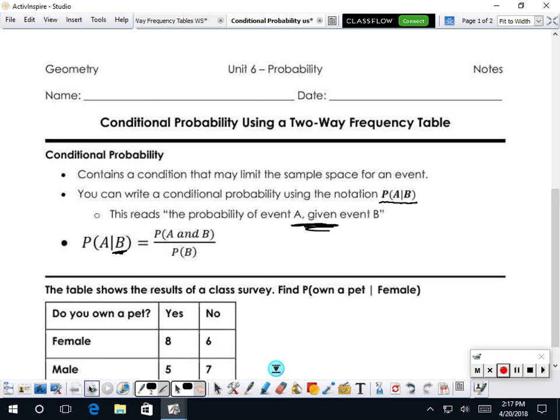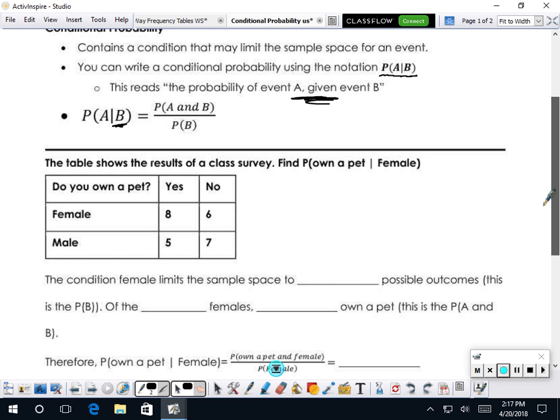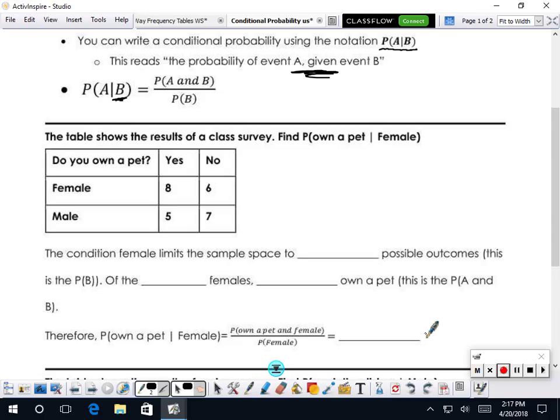So let's look at our first example. Okay, the table shows the results of a class survey. Find the probability that someone owns a pet given they are female. Okay, we need to find the totals on the table. They didn't give those to us. So I'm going to add up this stuff here. 8 plus 5 gives me 13. 6 plus 7 is 13. 8 plus 6 is 14. 5 plus 7 is 12. The total in the table would be 26.